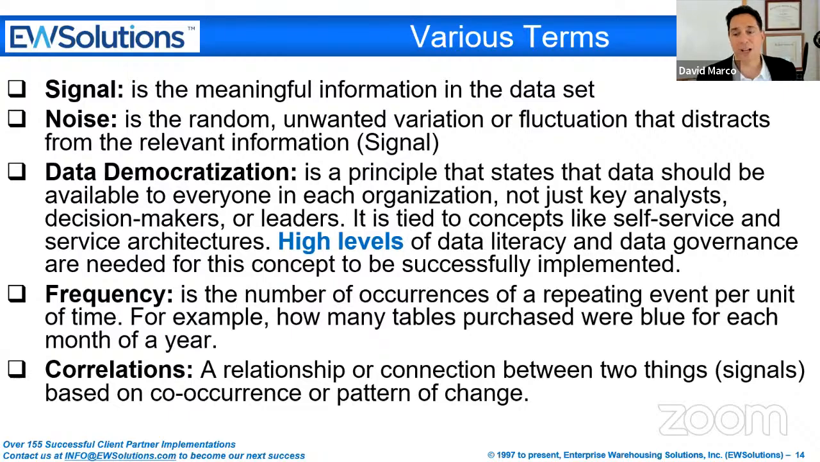So remember that. Data democratization. Data democratization is a principle that states that data should be available to everyone in each organization, not just our analysts, but all. It's very warm, cuddly, and fuzzy. Let us all have access to the data through self-service and other means. It sounds so great, and in many cases it is, but you better do it right. I will tell you right now, if you don't have high levels of literacy and governance within your organization, you're going to have problems with this.